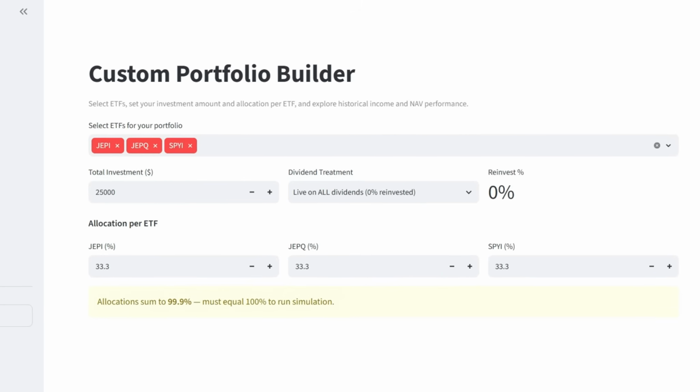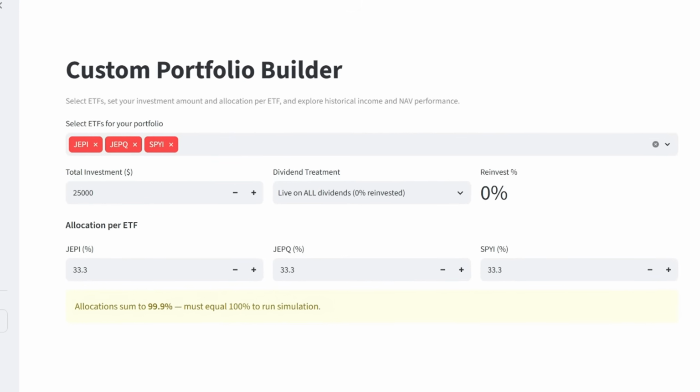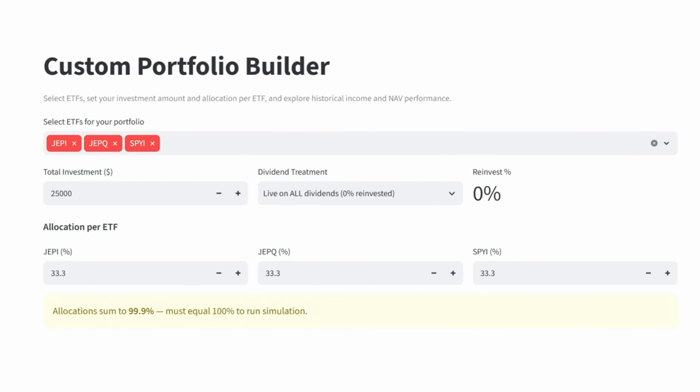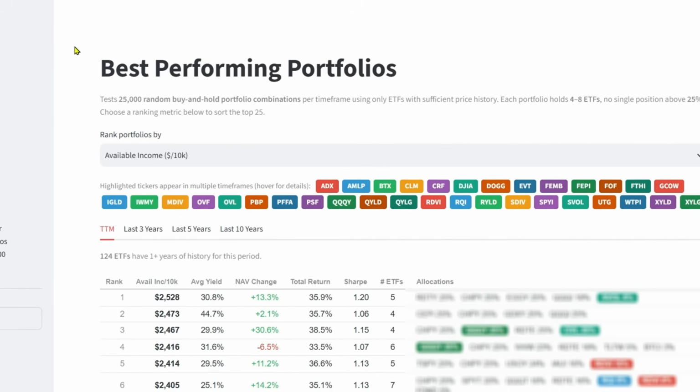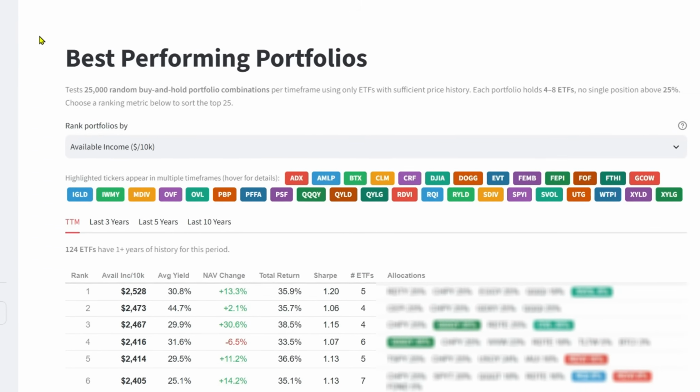Maybe the ability to create your own custom portfolio and understand what the dividends would look like and how much your portfolio would grow? Or perhaps even what are the best performing portfolios of high yield income ETFs over the trailing 12 months, the last 3 years, the last 5 years, and even the last 10 years? 135 different high yield income ETFs. I can't wait. Let's dive in.